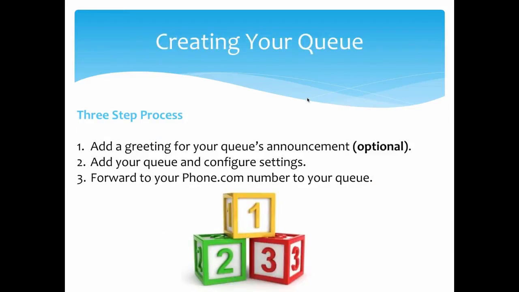So let's jump on in now to the more practical aspects of making the queue on your account. I've broken this down into really 3 simple and easy steps. The first is to add a greeting for your queue's announcement. This is totally optional. You don't need to do it, but I'll definitely show you how to do that. The second is to add your queue and then configure the settings on your account. And then the third and final step is to forward your Phone.com number to your queue.